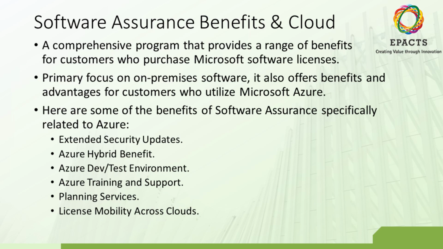But if you move those into cloud with an active software assurance, you get what is called extended security updates, right? You also get something called hybrid benefits. Now, what are hybrid benefits? Say, for example, you just bought Windows Server, the current version being 2022, and you bought it with an active software assurance.